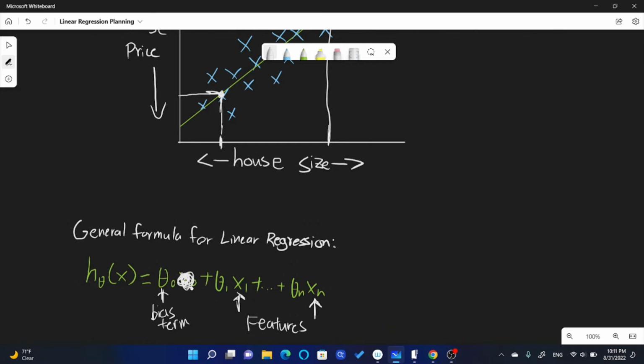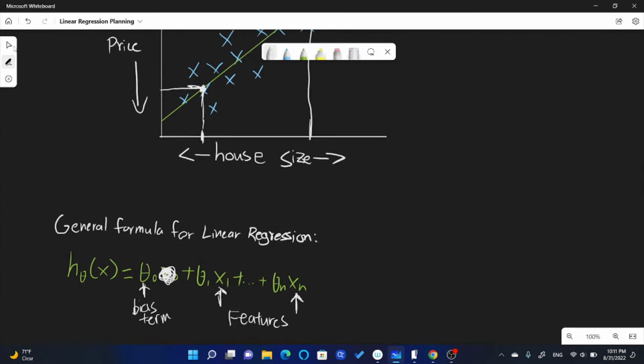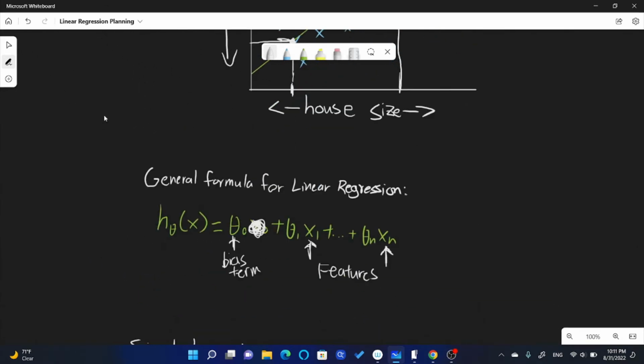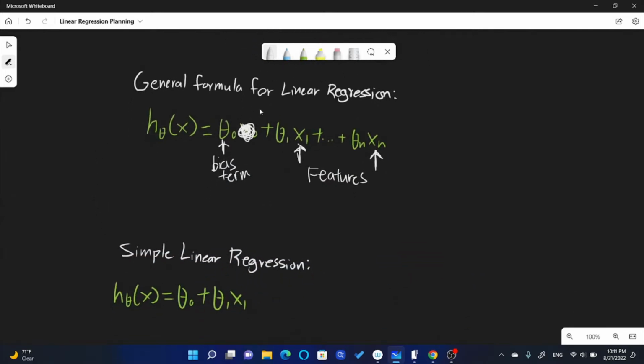Okay, so now we got that out of the way. I will talk about how you can optimize for data later. We will use a technique called gradient descent, which requires calculus. So if you're not familiar with differentiation and partial derivatives, I highly suggest you learn those first before you learn gradient descent. Alright, let's move on. So here is the simple linear regression. You might see this a lot in YouTube videos.